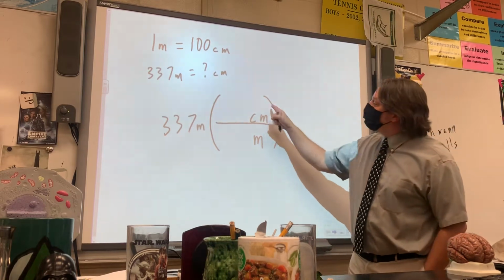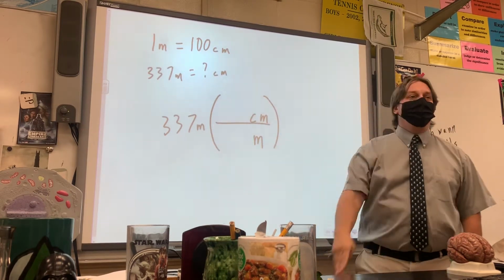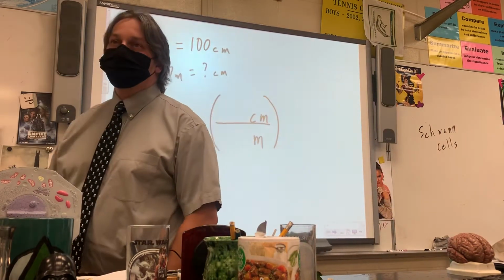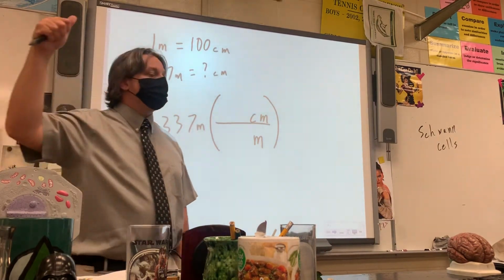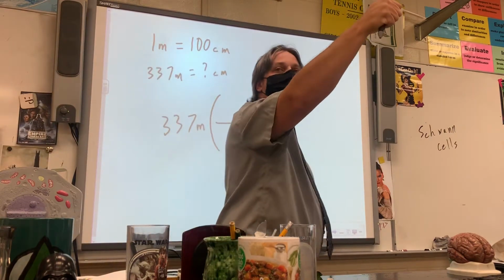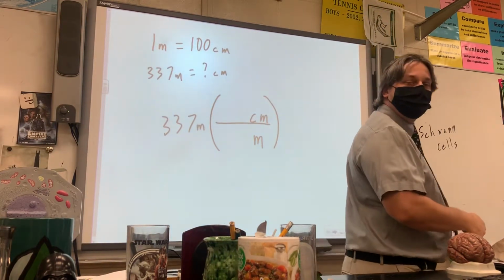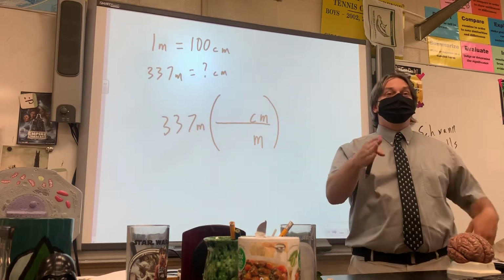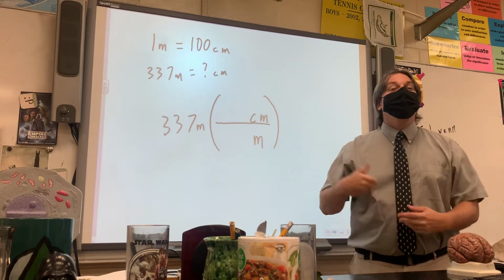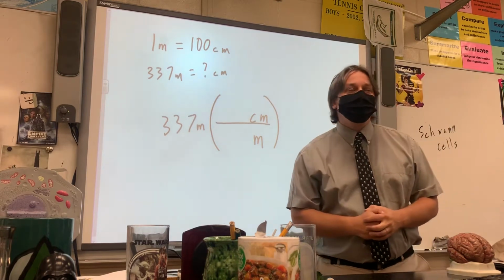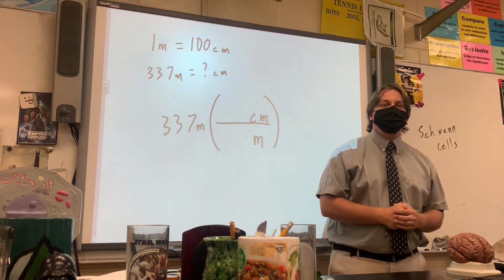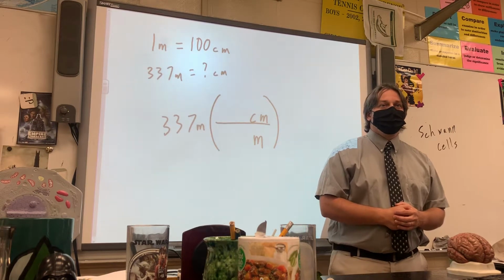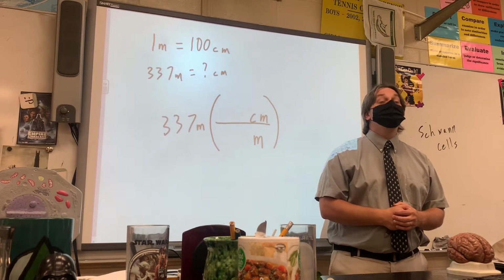And so now we just need to make this fraction equal 1. How do you make any fraction equal 1? Put the same thing on the top and on the bottom. Okay? Now it doesn't necessarily have to be the same number. It just has to be the same equivalence. Do we have an equivalence on the board already between centimeters and meters? Yeah. What's my number? 100.